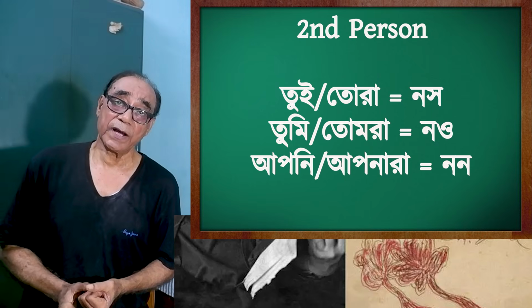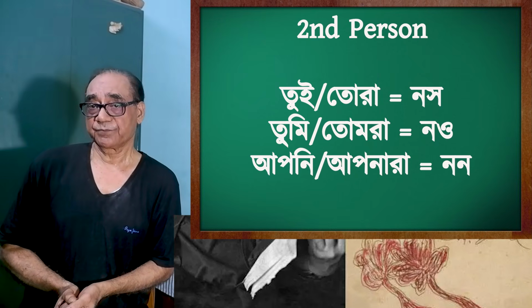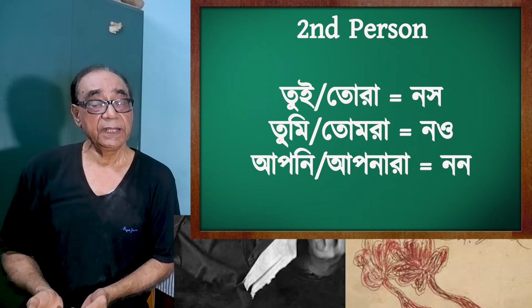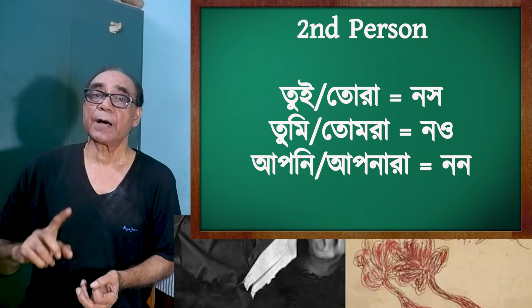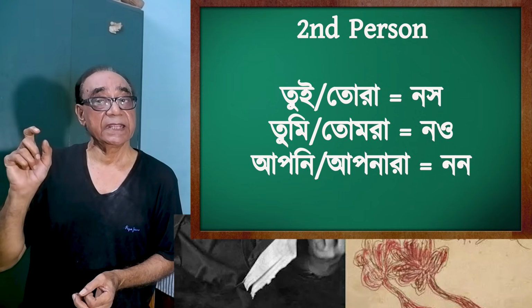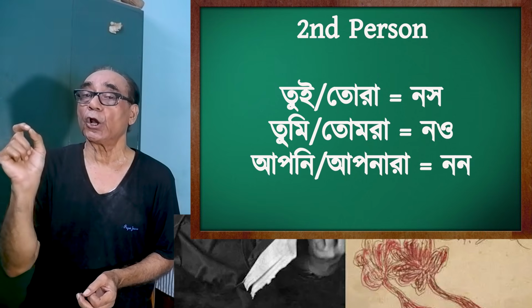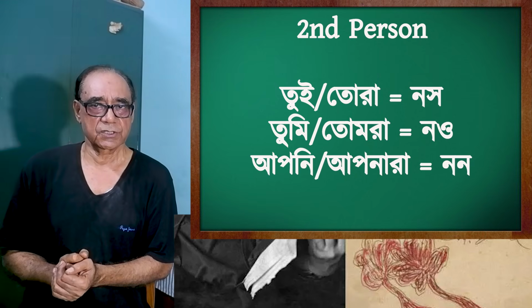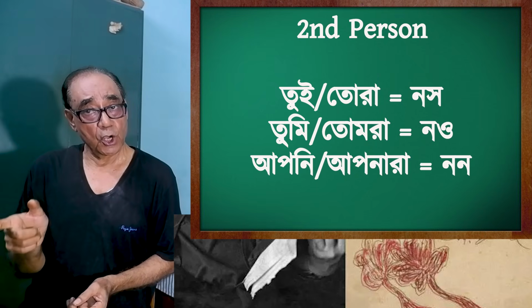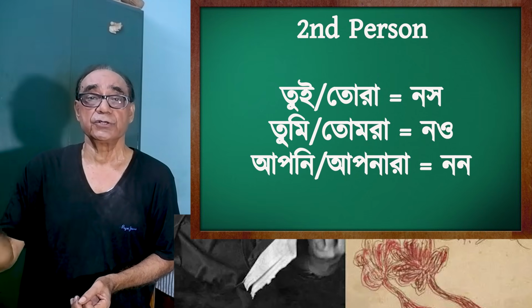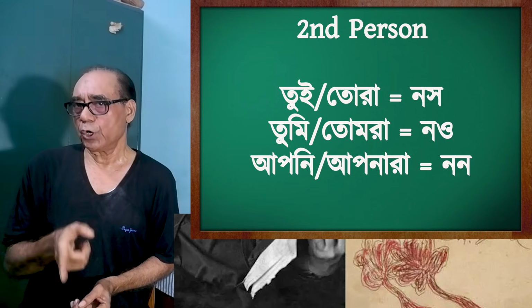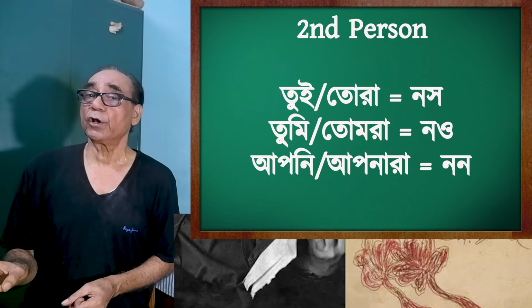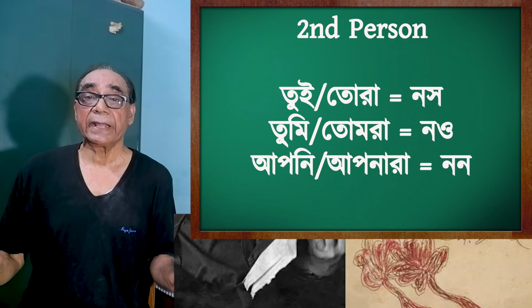And the next one is apni. When you give some extra respect to somebody in the second person, you say apni, and in the plural number this is apnara. And the negative tag is non. Apni chhatro non, you are not a student. Apnara chhatro non, you are not students. Apni khelwad non, you are not a player. Apnara khelwad non, you are not players.